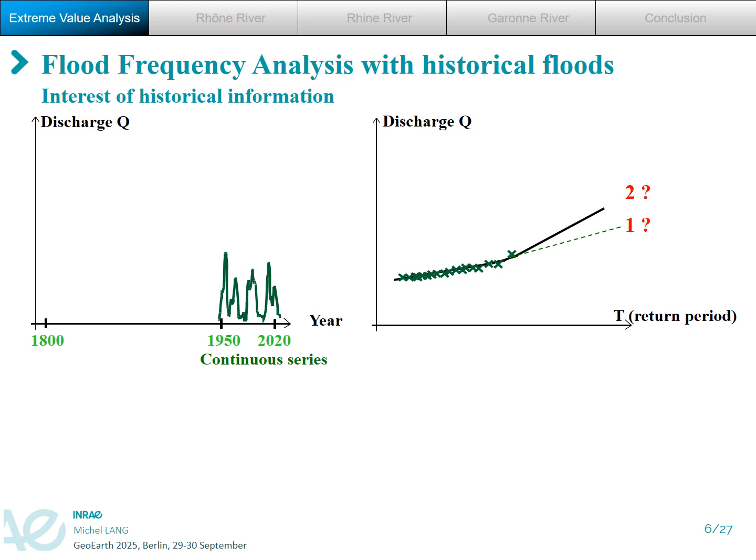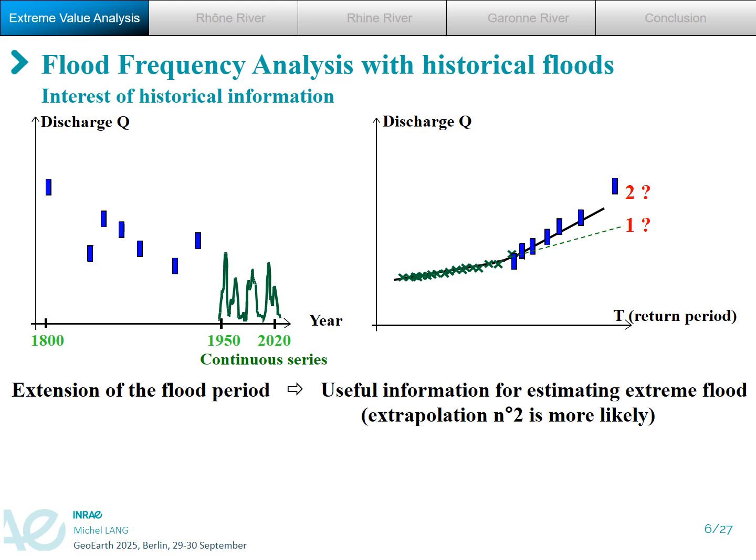Here we have an example of a short series in green between 1950 and 2020. At the right, we can see that models 1 and 2 give similar results on small return periods and have very different extrapolations for large return periods. And now, if we add historical data in blue, we can see that in some cases it can help us for estimating extreme floods, where extrapolation number 2 seems more likely.